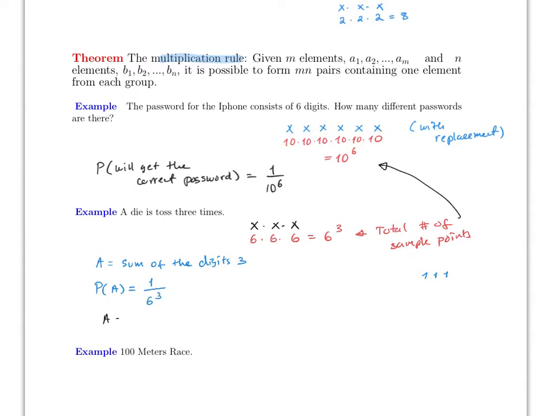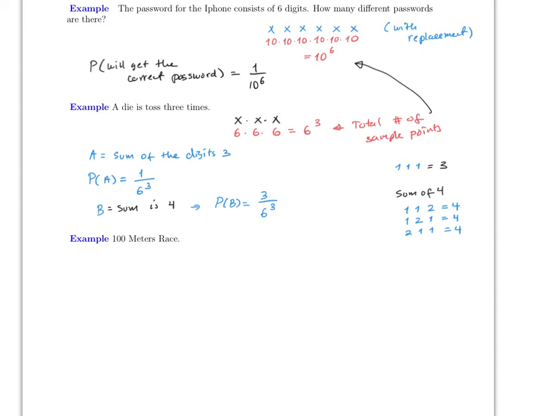Okay. Now if A is the event that the sum is 4, next we need to figure out all the different ways, or all the sample points, that give you a sum of 4. So if you want a sum of 4, you could get that if the first one is a 1, the second one is a 1, and the third one is a 2, the sum is 4. Or if the first one is a 1, the second one is a 2, and then a 1, that also gives you 4. Or this could be 2, 1, 1, that also gives you 4. Technically, you have 3 outcomes. So therefore, for this one, we call this B instead. The probability for B will be 3 over 6 cubed.